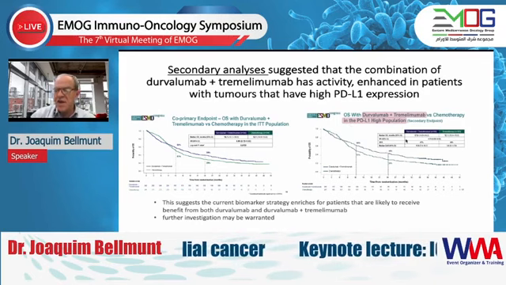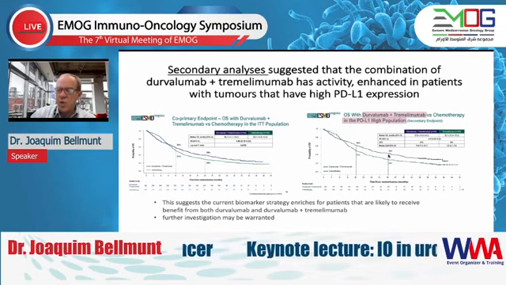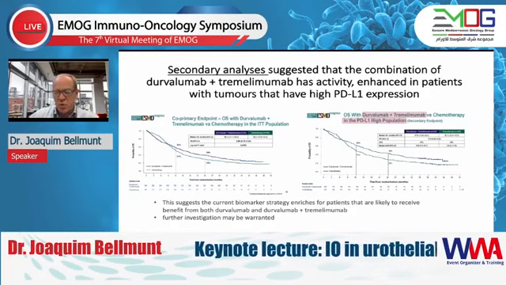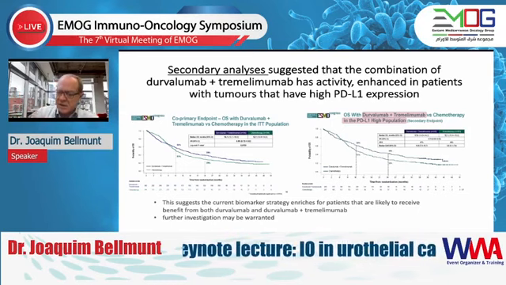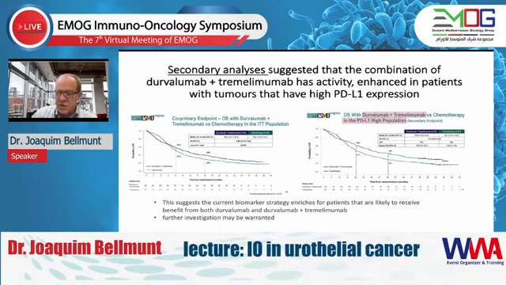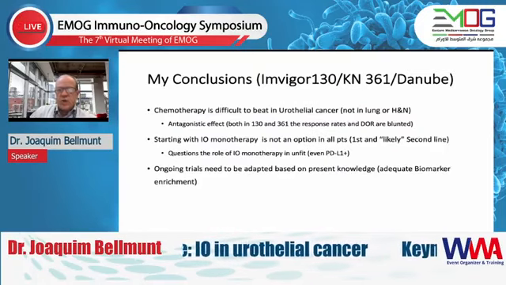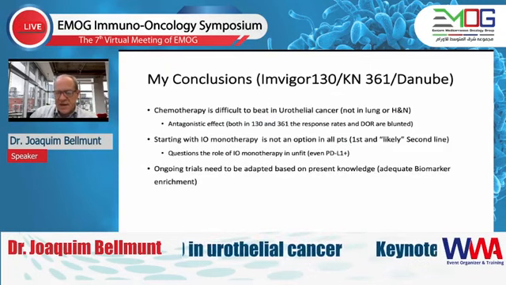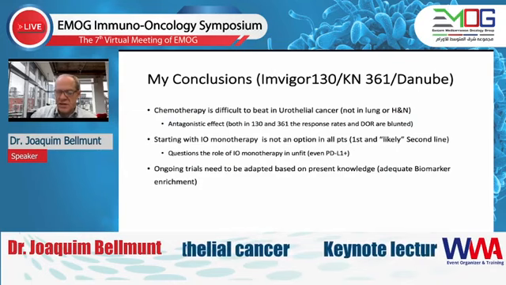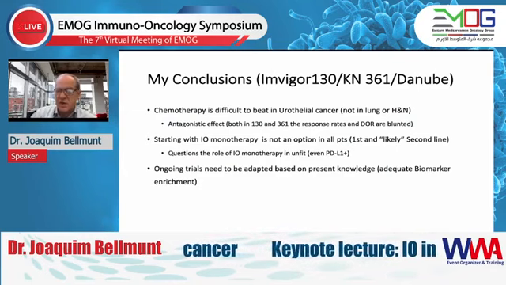But this finding has been implemented in the NILE trial, where durva-treme plus chemotherapy is being compared to chemotherapy plus durva versus durva. And this may change the primary endpoint of the NILE study, that is using the same drugs but adding chemotherapy. So the conclusions on this first-line setting, the IMvigor 130, the KEYNOTE-361, or the DANUBE, we have seen that the chemotherapy in first line is difficult to beat in urothelial cancer.